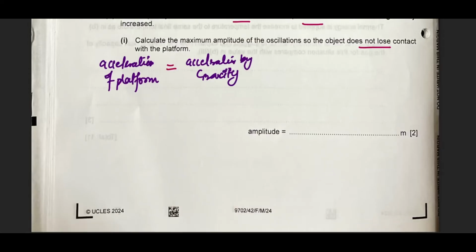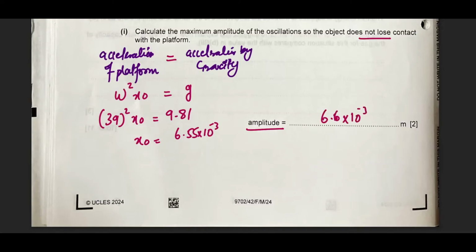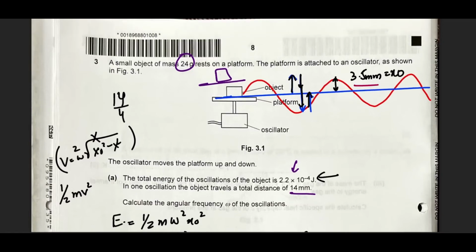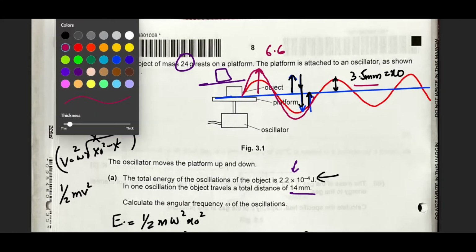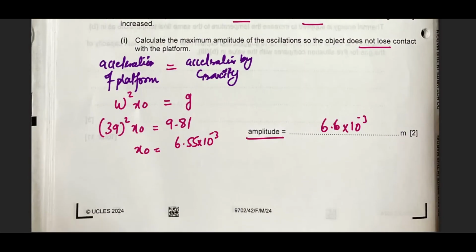So the acceleration due to simple harmonic motion comes out as omega square x naught, and the acceleration of gravity comes out as simply g. So omega square from the previous part is 39 square, x naught is what we don't know because the amplitude is required by us, equals 9.81. So x naught comes out as 6.55 into 10 raised to the power minus 3, which is 6.6 into 10 raised to the power minus 3, which seems like a plausible answer because previously the amplitude is 3.5. So there could be a time that you increase the amplitude so much, up to 6.6, that it eventually wants to lose contact. Any faster than this, it will lose contact. Okay, so this is the logic.